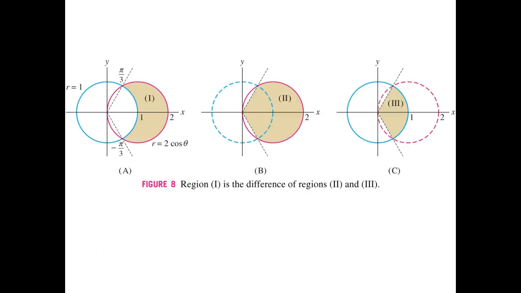So you do that for the first function, r is equal to 2 cosine theta, that's this one. But you only do it from minus 5/3 to 5/3. Subtract from that the blue circle, which is r is equal to 1. There it is. R is equal to 1. Subtract that. But again, only go from minus 2/3 to 2/3.